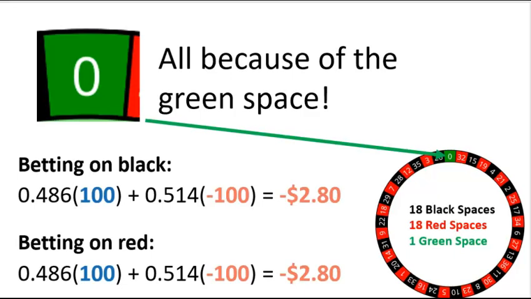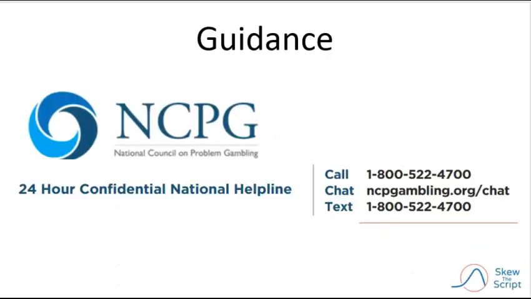And it's all because of that one green space. That one space, even though it doesn't seem like a big deal, weighs the probability in the casino's favor in the long run, no matter which color you choose to bet on.